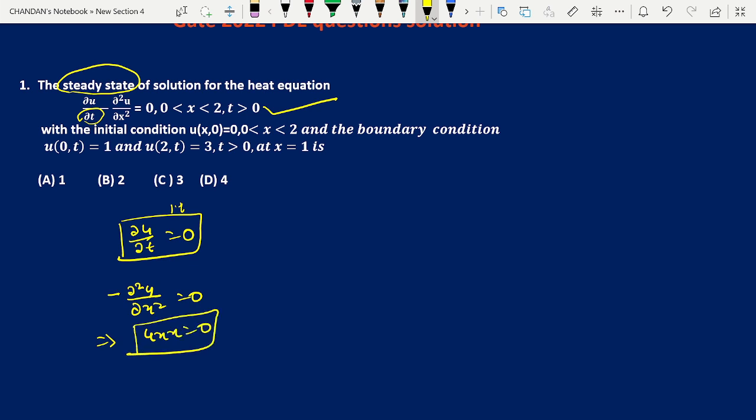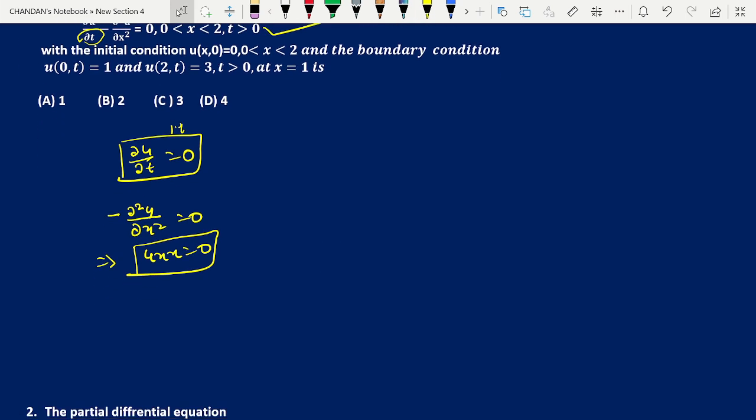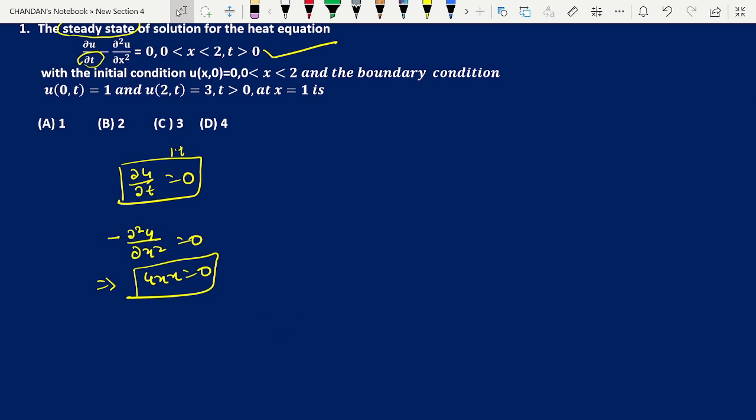Then what is our target? We need to find u(x,t). So what we do now is integrate. Then the integral of u_xx dx is equal to the integral of 0 dx plus c1, where c1 is the integration constant. Then we get u_x = c1.